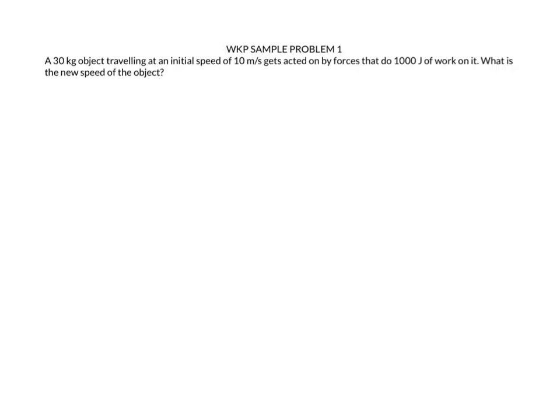This problem says a 30 kilogram object traveling at an initial speed of 10 meters per second gets acted on by forces that do 1,000 joules of work on it. What is the new speed of the object? So if I make a list of the knowns, I'll have a mass of 30 kilograms. I'll have a starting speed of 10 meters per second.